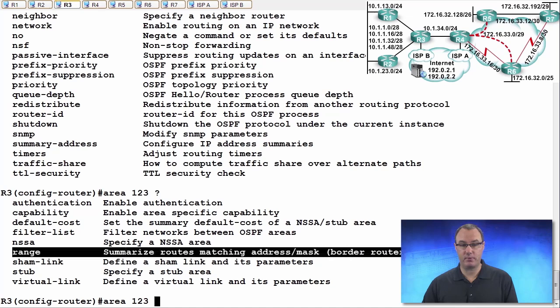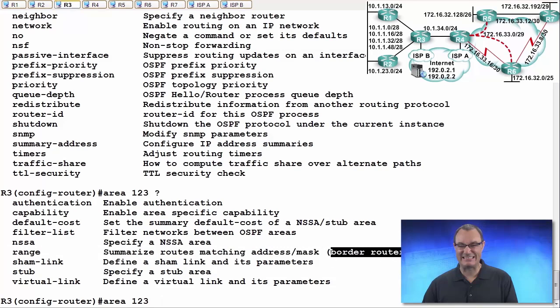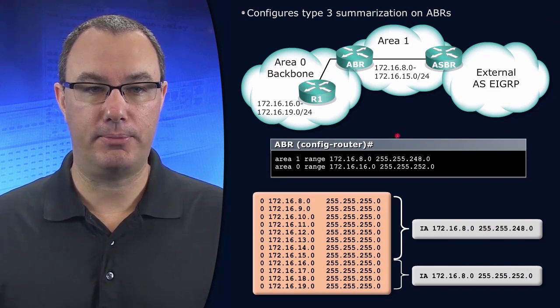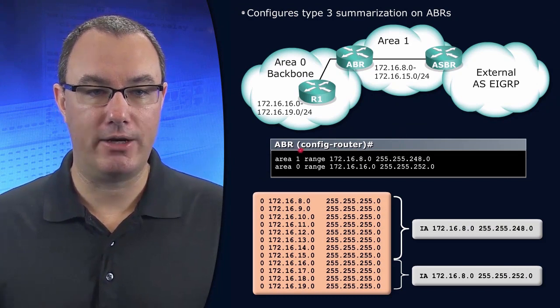Summarize routes matching address mask, border routers only. I wish they had said area border routers. Okay, but they're telling us that's the command you want. So, in our example here, we do area 1.